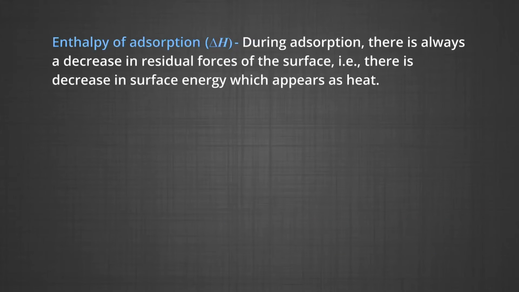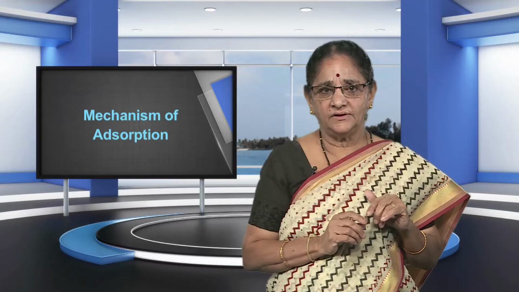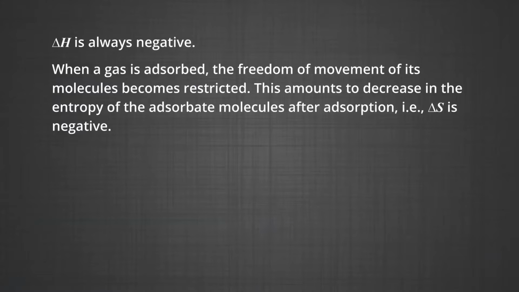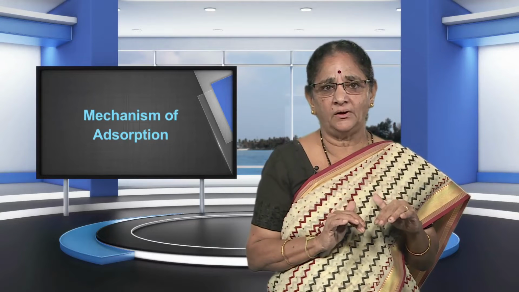During adsorption, there is always a decrease in residual forces of the surface. That is, there is decrease in surface energy which appears as heat. Adsorption therefore is invariably an exothermic process. In other words, the enthalpy of adsorption, delta H, is always negative. When a gas is adsorbed, the freedom of movement of its molecules becomes restricted. This amounts to decrease in the entropy of the adsorbate molecules after adsorption. That is, delta S is also negative. Adsorption is thus accompanied by decrease in enthalpy as well as the entropy of the system.